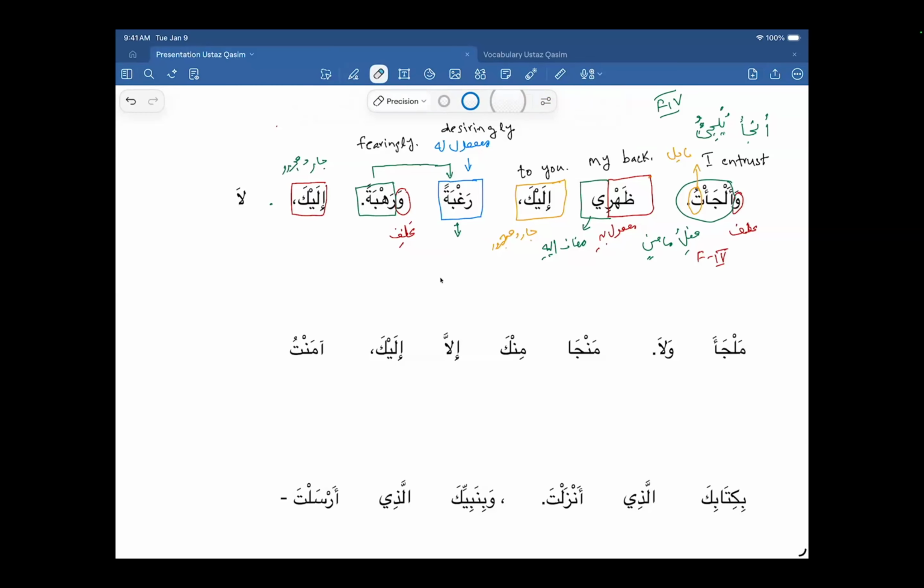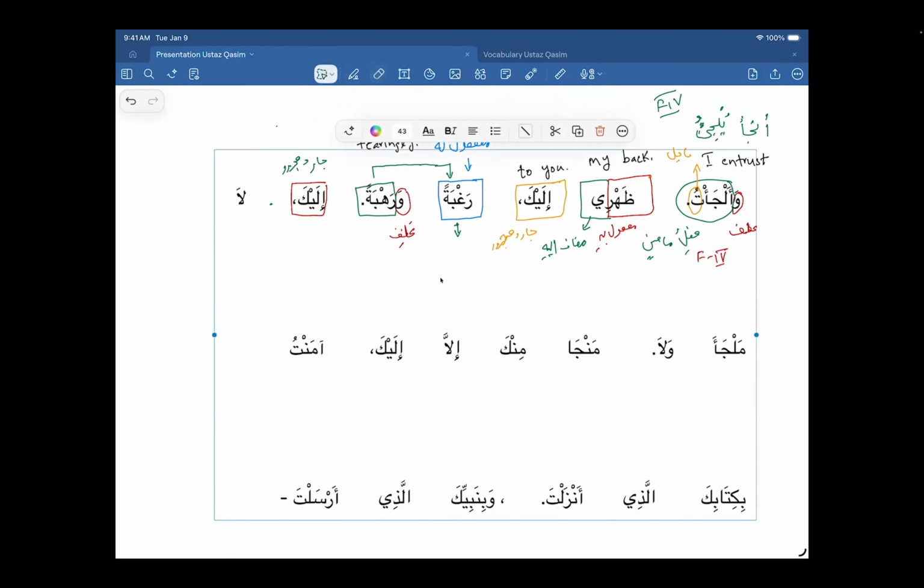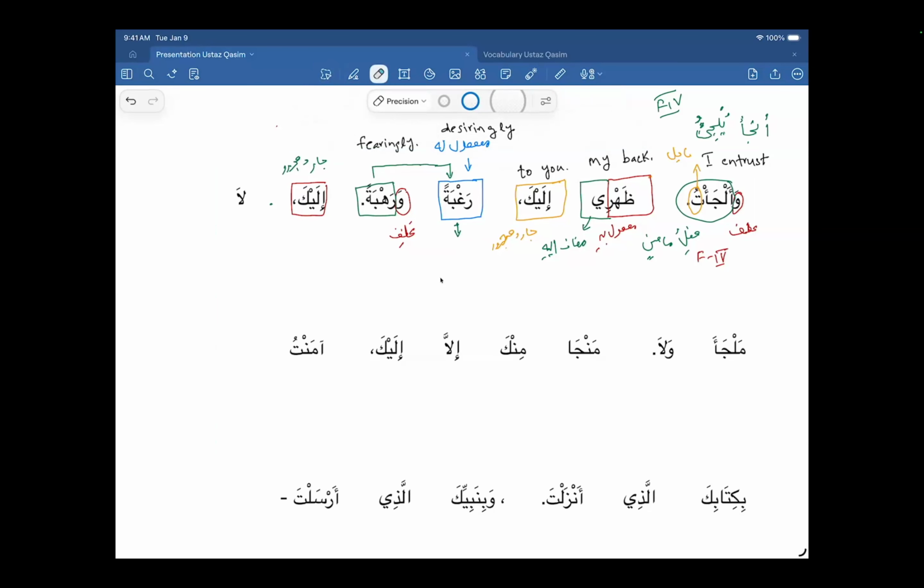I mean, can you imagine? This is such a beautiful style of saying something and asking for something. Who can say no to this? Okay, let's continue. This is like we stay out of fear and out of hope. So I entrust my back to you because I'm desiring something from you and I'm fearing something from you, right? Ilaika jar majroor.